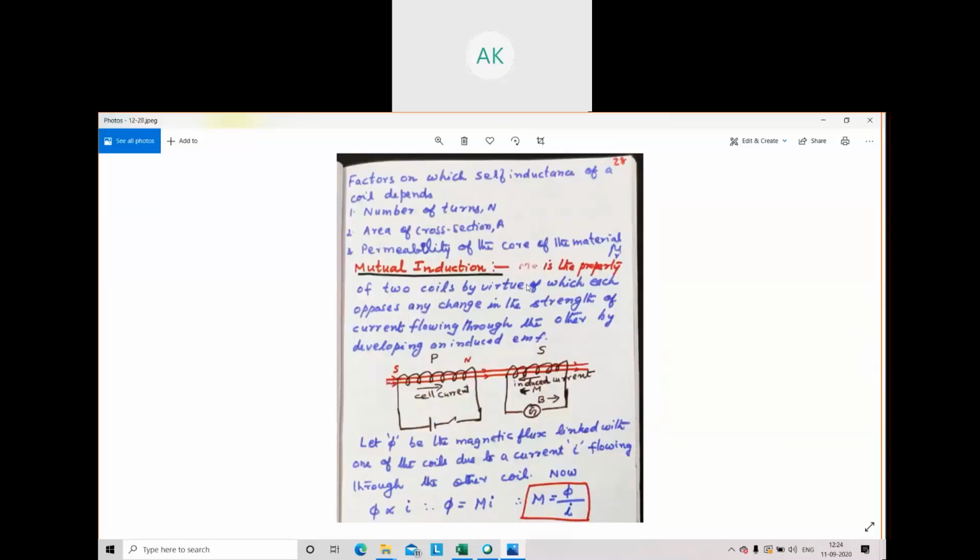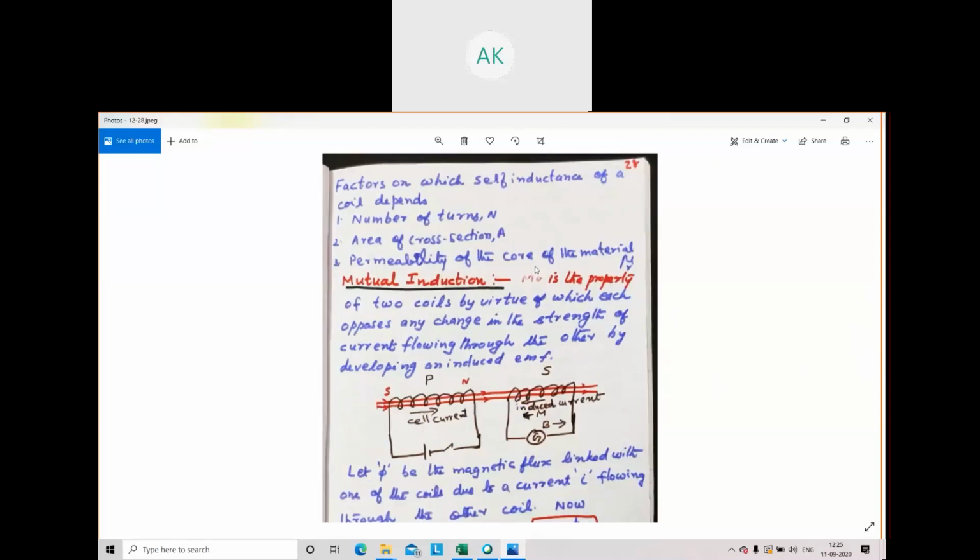Next, what factors does self-inductance depend on? From the equation mu 0 n square A by L, it is directly proportional to the number of turns, area of cross section, and relative permeability, divided by L, so it is inversely proportional to length. Factors on which self-inductance of a coil depends: number of turns N, area of cross-section A, and permeability of the core material.